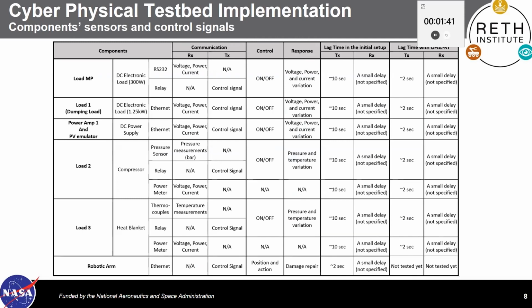So these are the components, sensor and control signal connections. I will not go much into detail, but I can show you, for example, the PV emulator. It is a DC power supply acting like the PV simulator, connected through Ethernet, which receives the signal of voltage, power, and current set points from the cyber side, which is running in real time on the OpenRT. Can you go next, please?